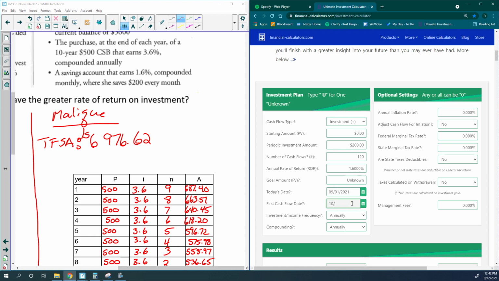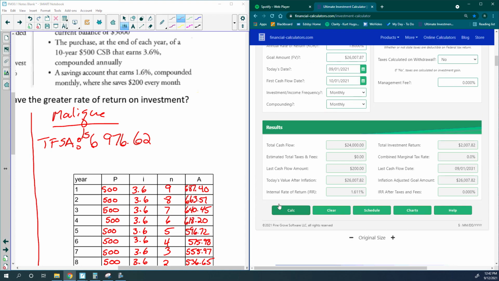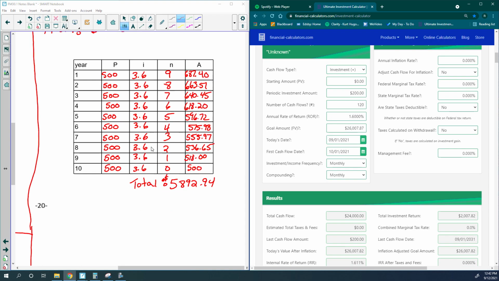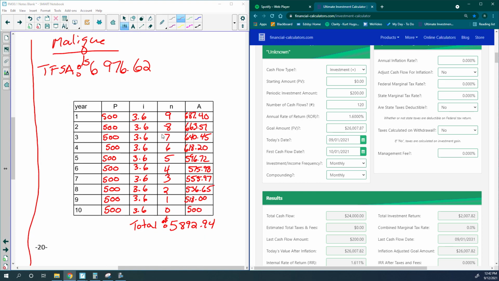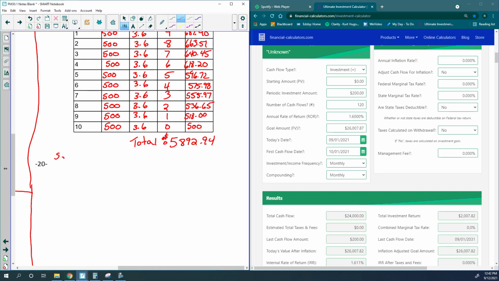So 10/01/2021. Drop-down menus are monthly. Hit calculate. And so for the savings account, the value works out to be $26,007.87.